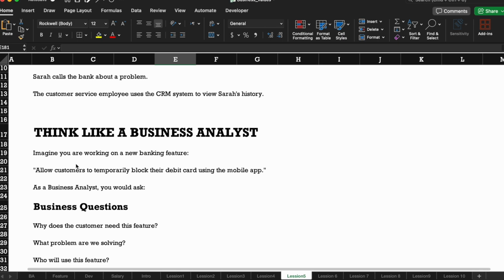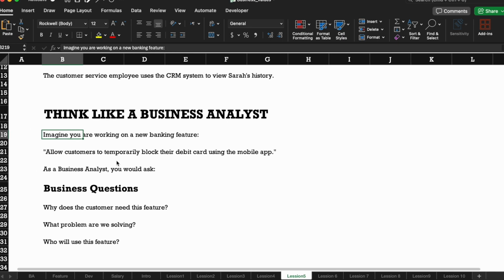Think like a business analyst. Imagine you are working on a new banking feature.